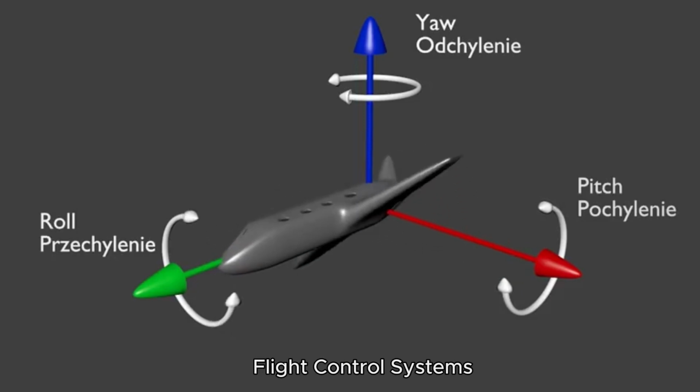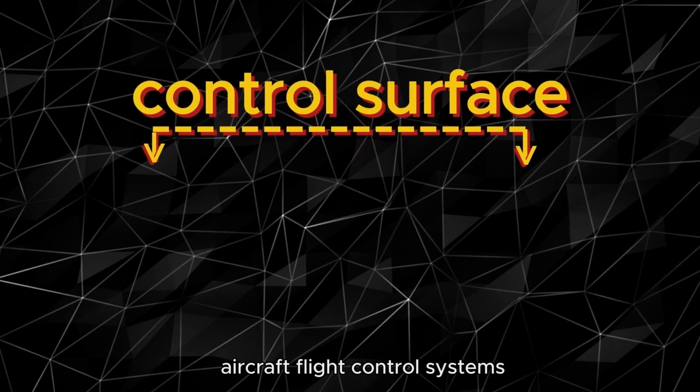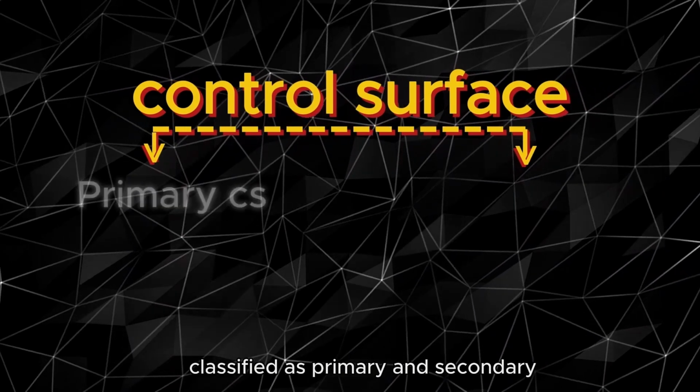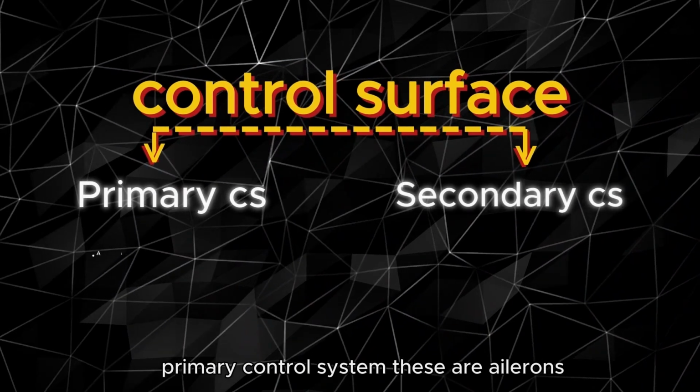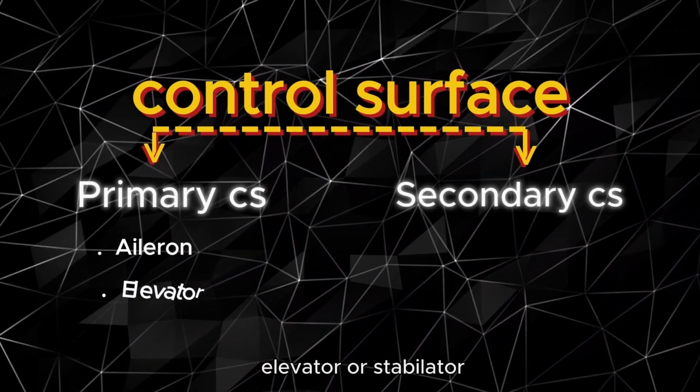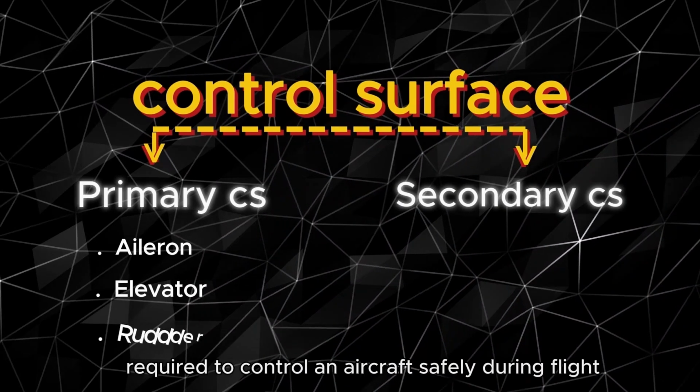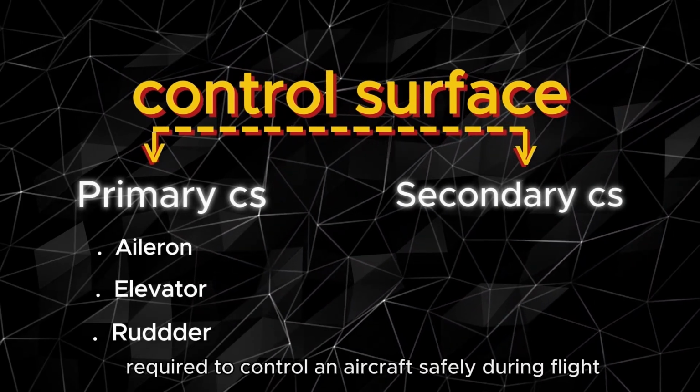Flight control systems. Aircraft flight control systems are classified as primary and secondary. Primary control system. These are ailerons, elevator or stabilator, and rudder, required to control an aircraft safely during flight.